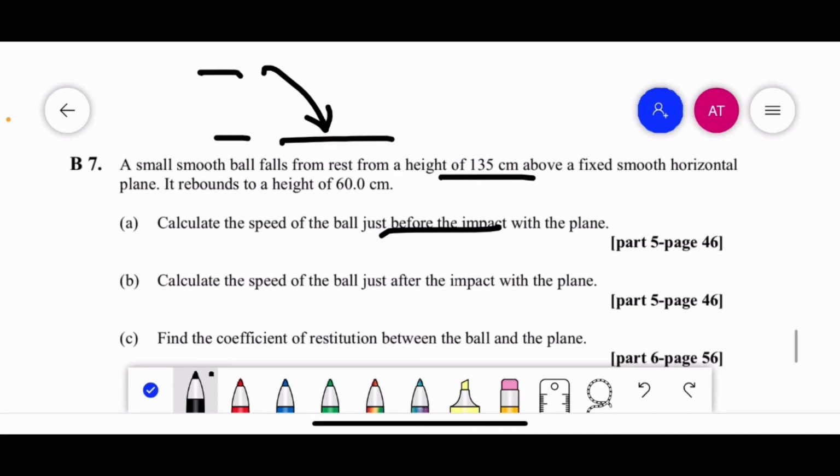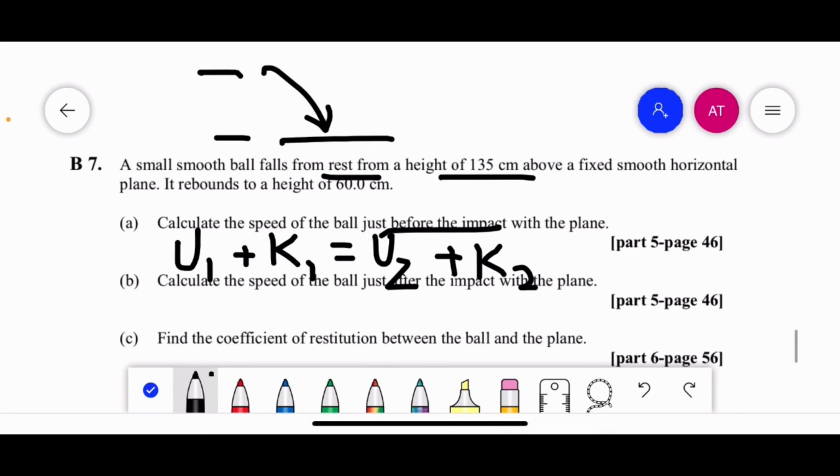So we can just apply the formula U1 plus K1 is equal to U2 plus K2. Now they mentioned that it falls from rest, so the velocity would be 0, so as a result we can cancel K1 out. And we said here that it falls to a height of 0, so mgh would be 0, so we can cancel U2 out. That leaves us with U1 is equal to K2.